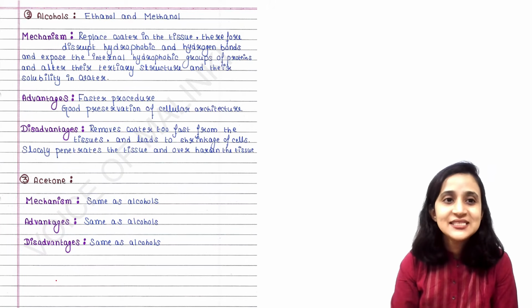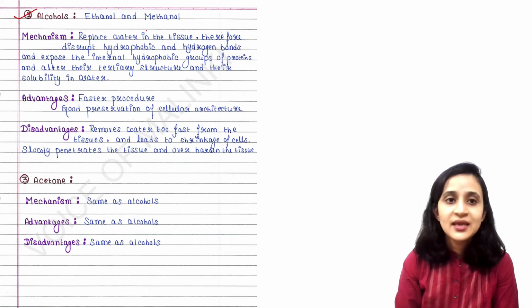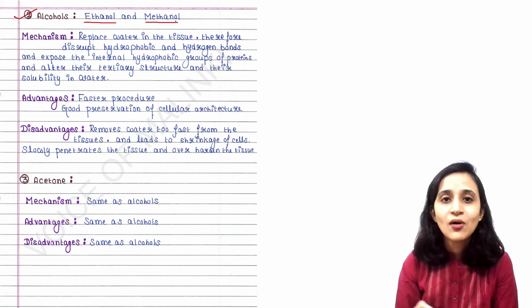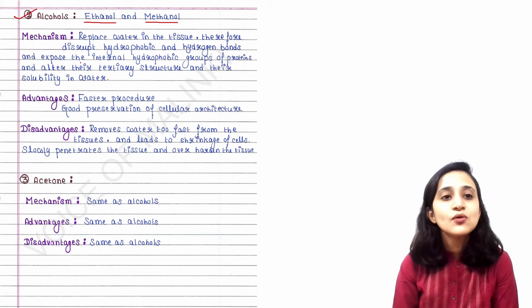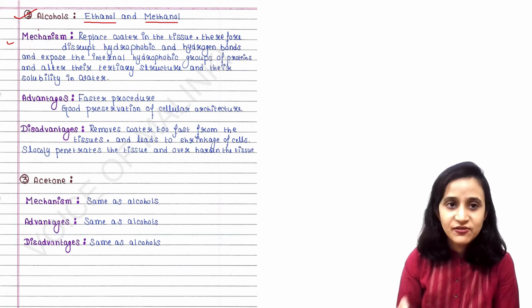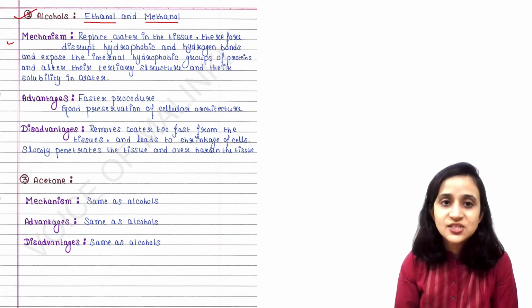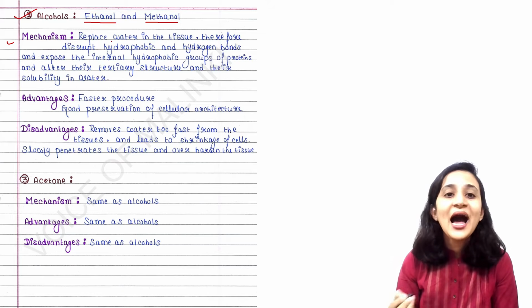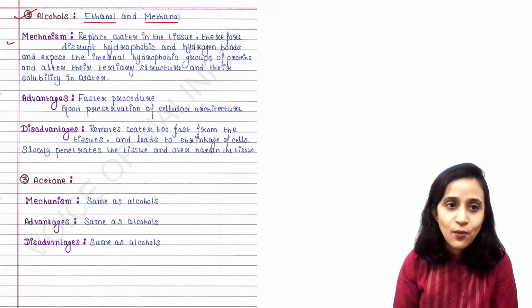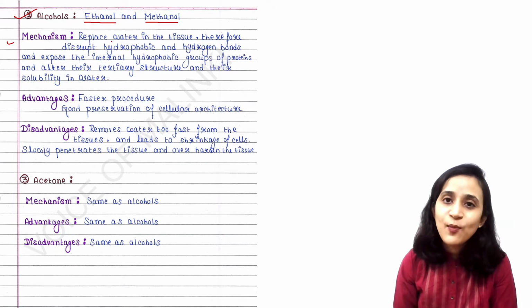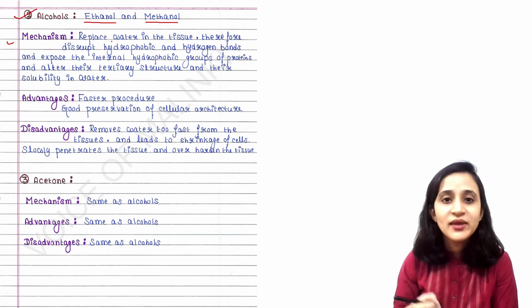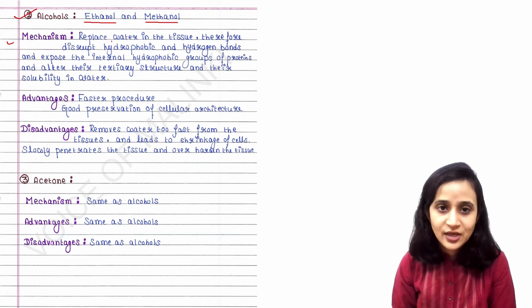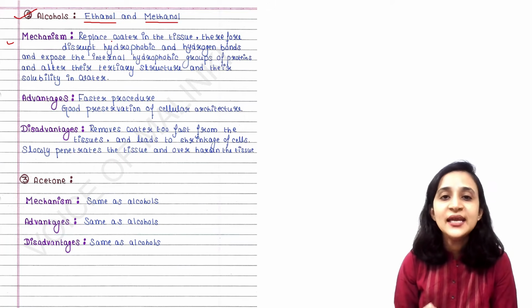Next type of fixative is alcohol. For example, ethanol and methanol are used as fixatives. So, mechanism we will see first. They replace water in the tissue. Therefore, they disrupt hydrophobic and hydrogen bonds and expose the internal hydrophobic groups of proteins and alter their tertiary structure and their solubility in water.